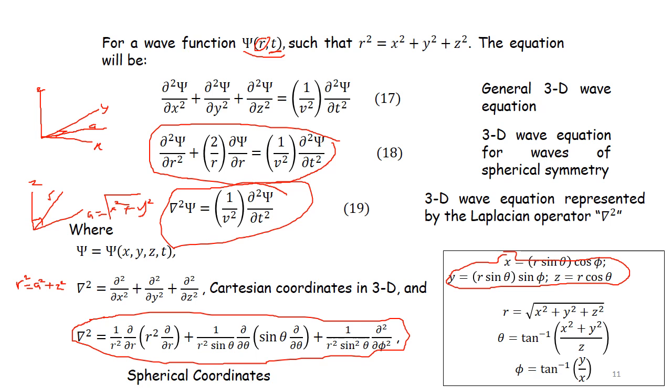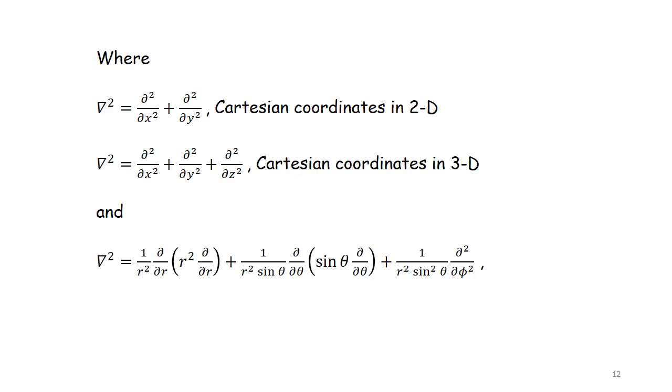So when the Laplacian operator operates on the wave function, and what you have is also equal to what you have on the right hand side, then we have a progressive three-dimensional wave equation. Okay, so those are what the Laplacian operator represents in 2D and 3D. For a perfectly spherical wave in 3D, you have this expression.